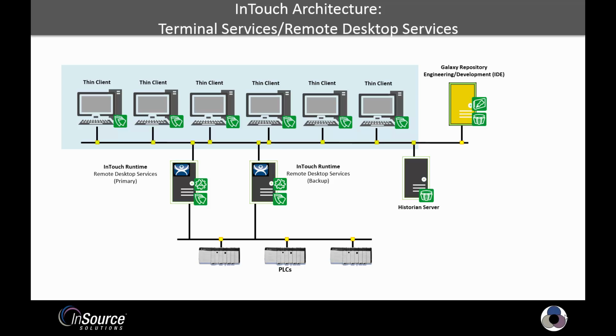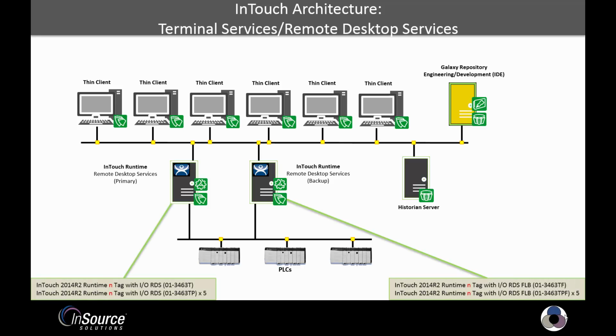These dummy terminals check in with a terminal server guided by a program called ACP Thin Manager. In this example, I have two remote desktop servers. One is a primary and one is a backup, or I can have them both as a primary for load balancing. So what do I need as far as part numbers are concerned?